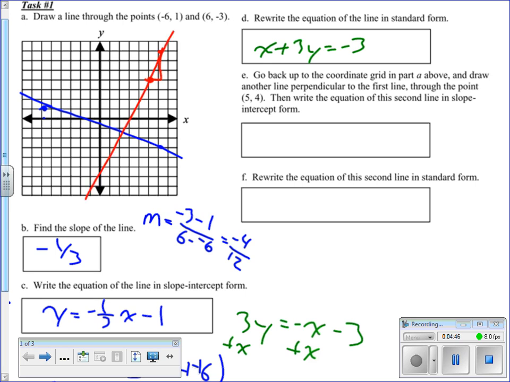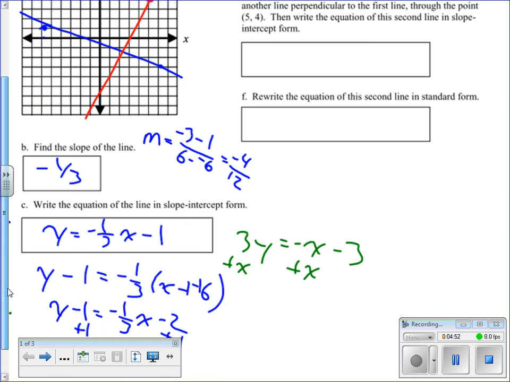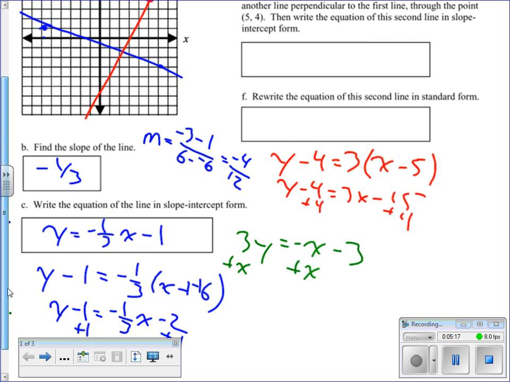+3 over 1, up 3. That's my line. Now I have to come up with the equation. I do the same thing I did here, only with the new point and the new slope. Y minus my y coordinate, 4, equals 3, my new slope, times x minus my x-coordinate. Distribute and solve for y. Y minus 4 equals 3x minus 15. Add 4. Y equals 3x minus 11.